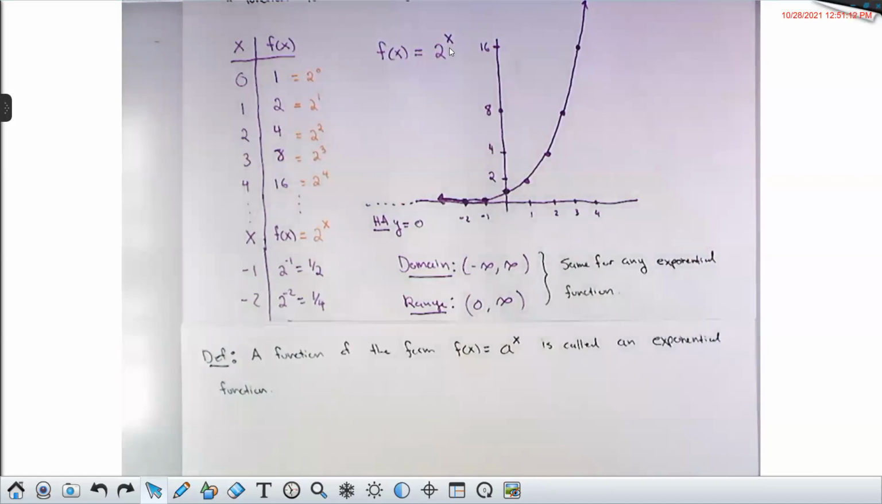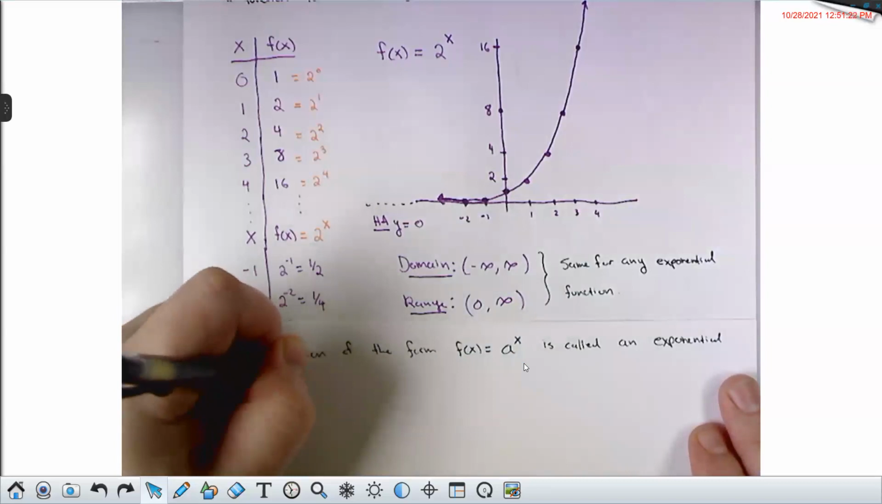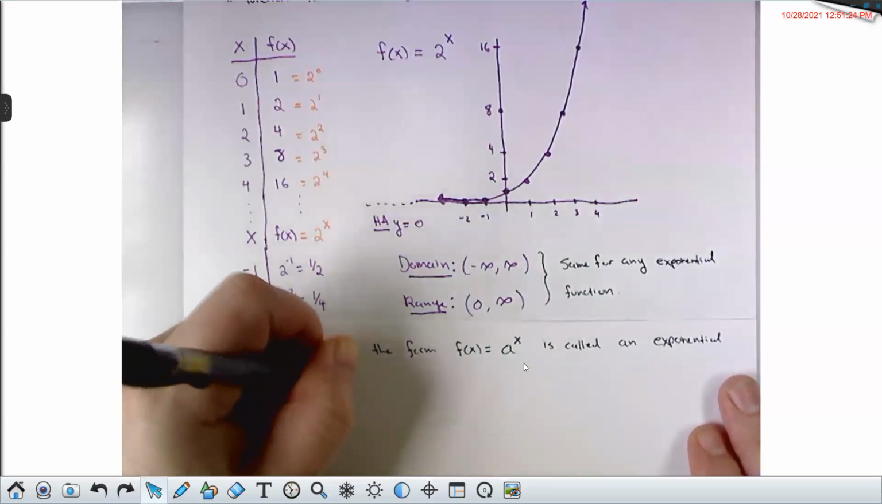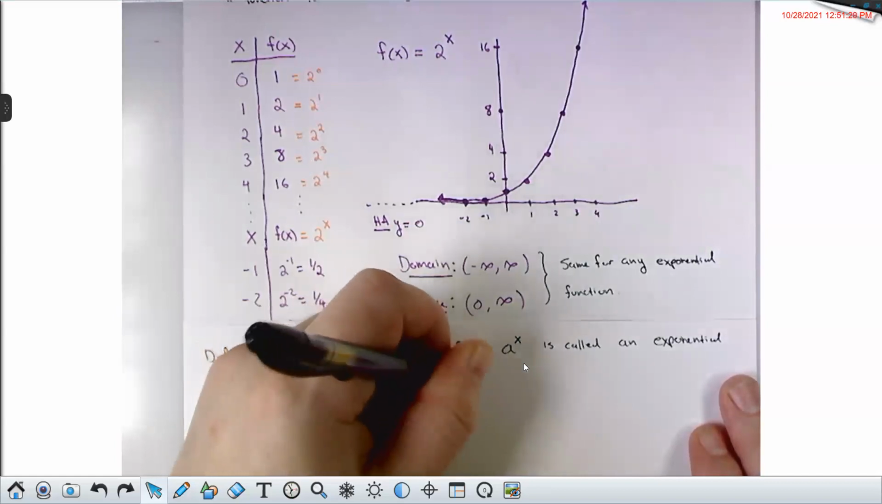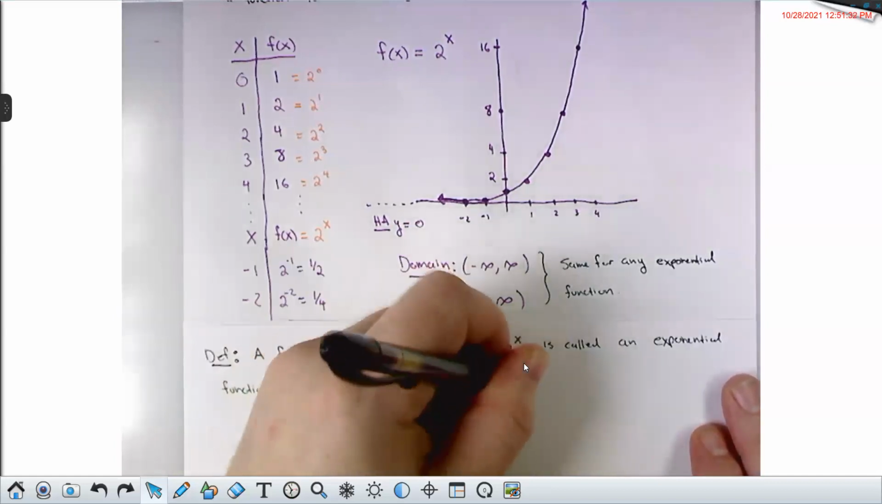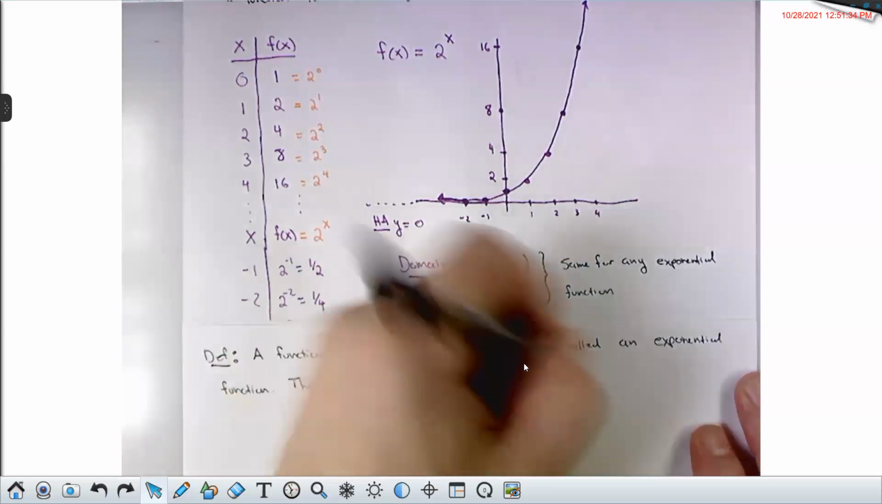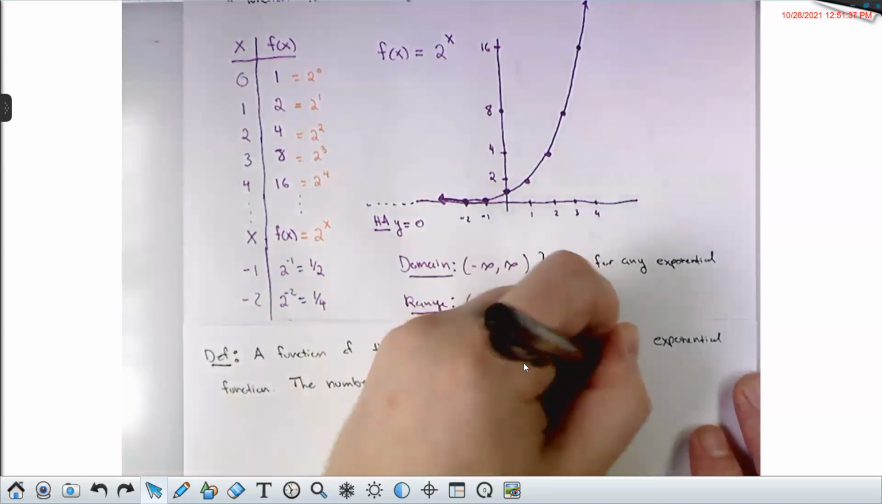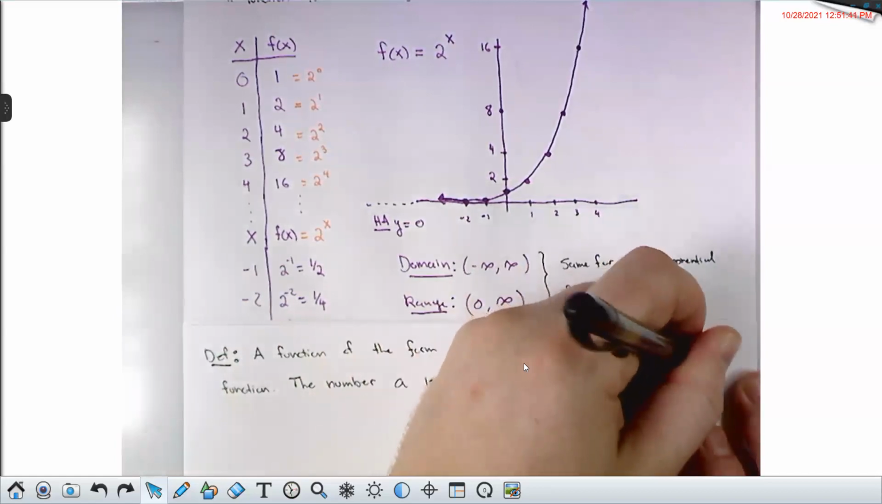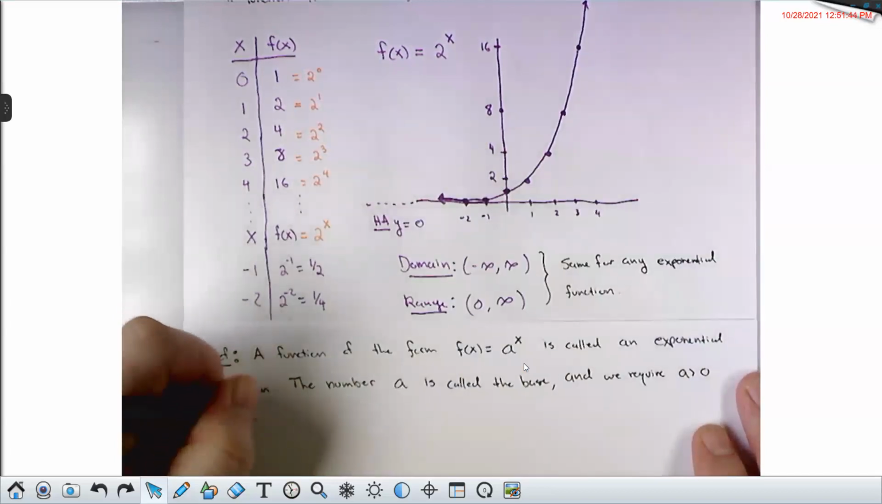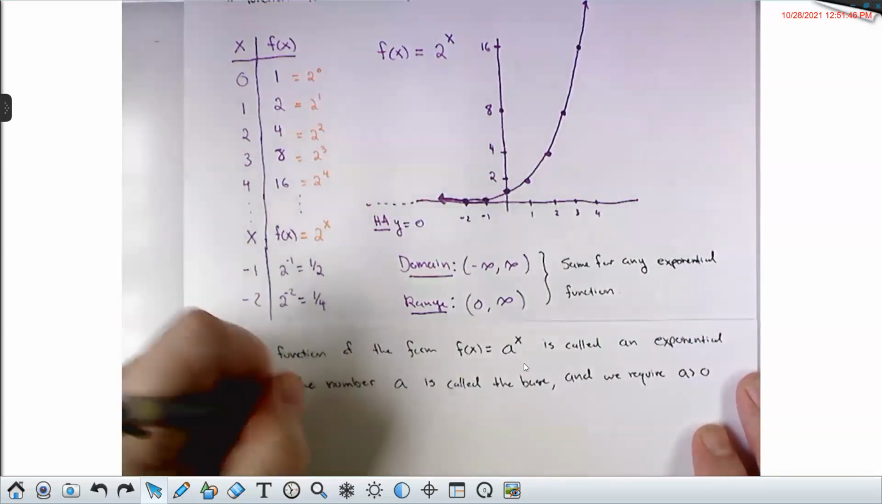So when I say that this domain and range is the same for any exponential function, I mean functions like this, some constant to the x. The number a is called the base. And we require that a is bigger than 0 to avoid imaginary numbers.